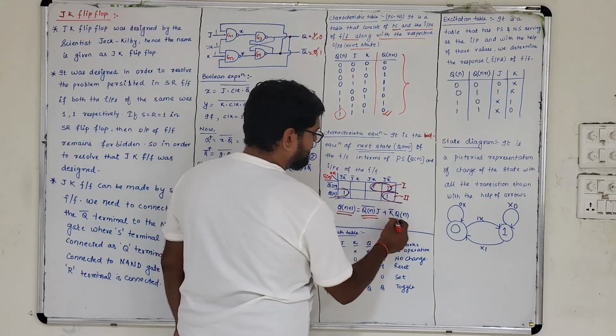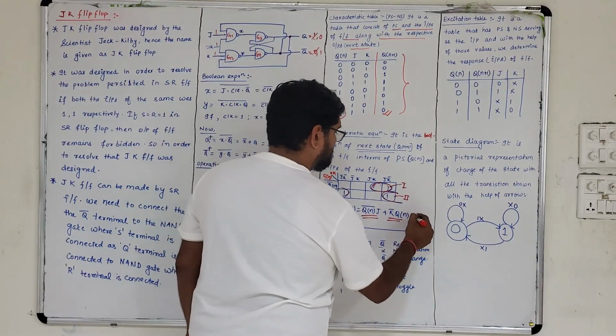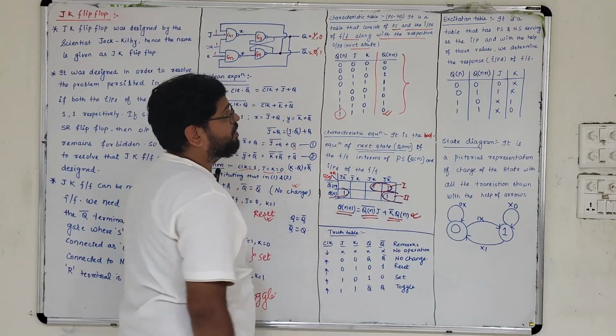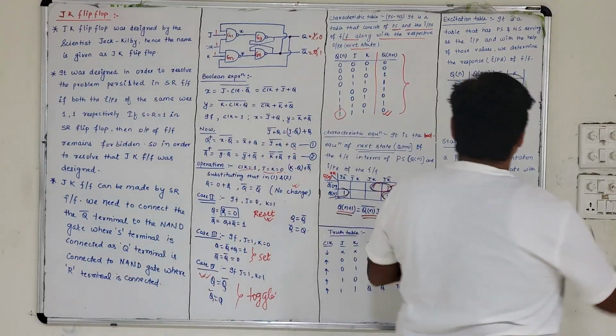So I have written it as K bar Qn. So this is your expression for the characteristic equation for the JK flip-flop. Next we will be going for the excitation table.